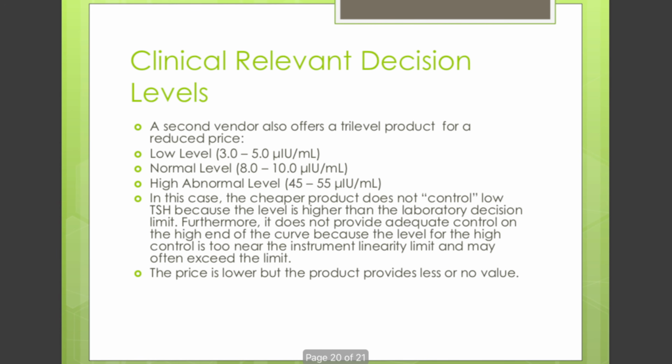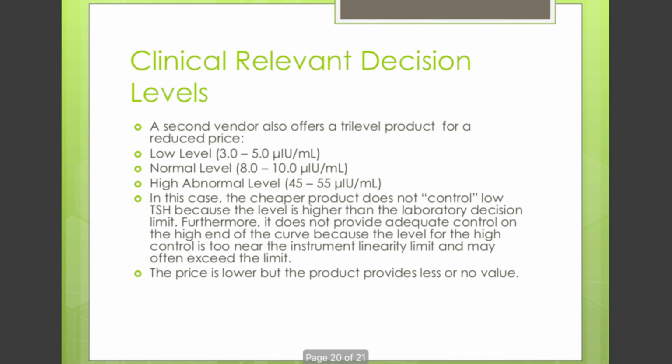A second vendor offers a tri-level product for a reduced price. Low level 3.0 to 5.0. Normal level 8 to 10. High abnormal level 45 to 55 micro-international units per ml.